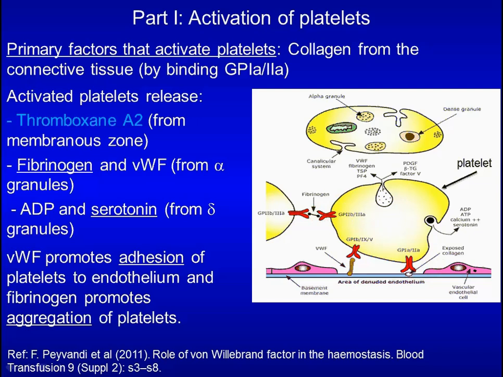Activated platelets release thromboxane A2 from membranous zone, fibrinogen and von Willebrand factor from alpha granules, and ADP and serotonin from delta granules. Von Willebrand factor promotes adhesion of platelets to endothelium. Fibrinogen promotes aggregation of platelets.